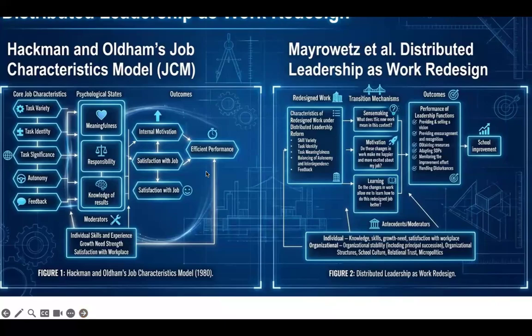And this slide right here essentially talks about where Mitrowitz revived this model. Initially it was from Hackman and Oldham's job characteristic model. So we have two figures here. We have the first figure for the original model, and then there are some key differences that we'll talk about a little later in our presentation.